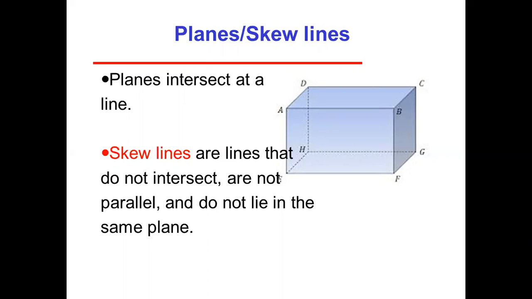Here you can see we cannot form the plane until several lines intersect each other. So we are getting the plane whenever a larger number of lines intersect each other. So planes intersect at a line. We can say that they are intersecting at different points.